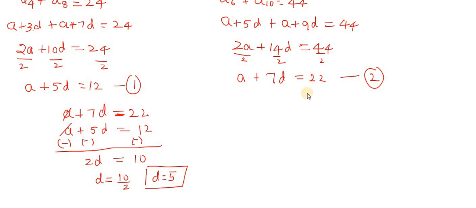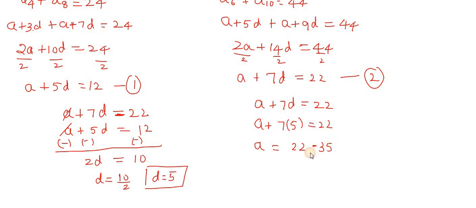Now substitute this d value in equation 2 or equation 1, any of the equations. If you substitute the d value in either equation, you will get the same a value. So a plus 7d, where the value of d is 5, is equal to 22. So a is equal to 22 minus 35. What is 22 minus 35? It is minus 13.